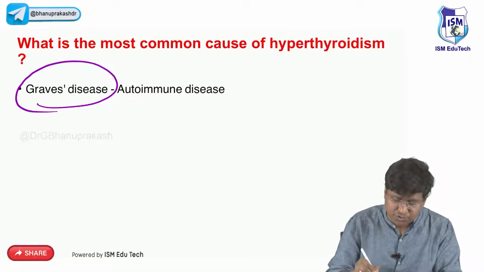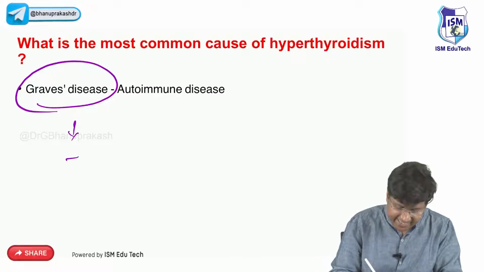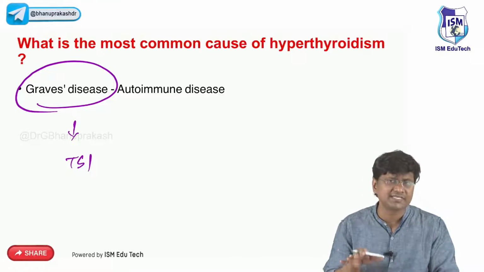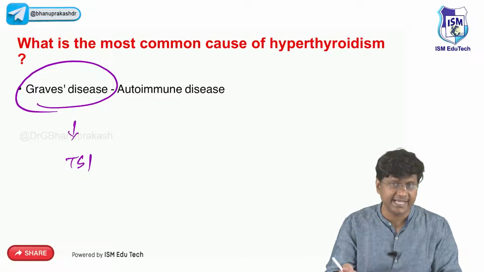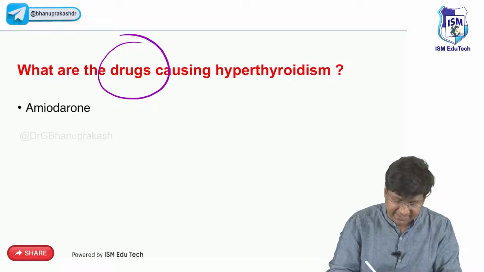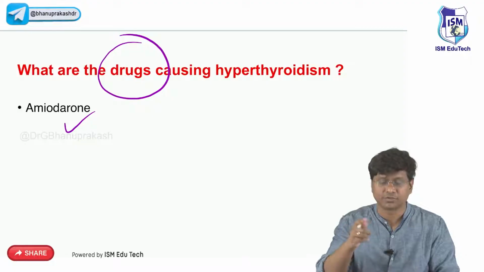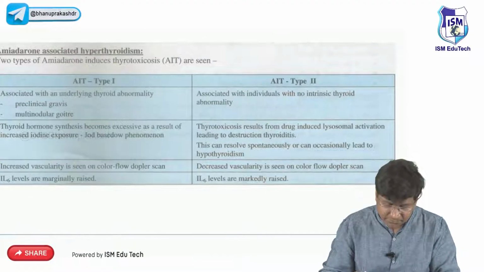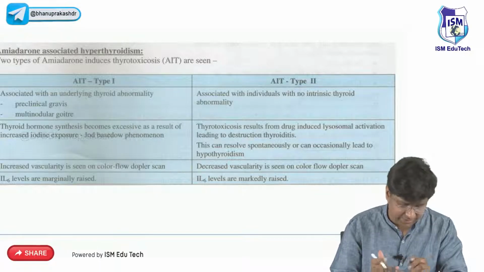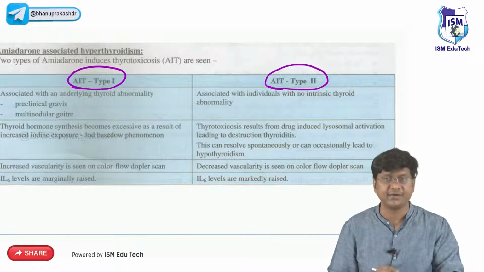Graves' is the most common cause of hyperthyroidism and it is an autoimmune disorder. The antibodies are thyroid stimulating immunoglobulins. And it is not only this autoimmune disorder that causes hyperthyroidism; please remember, we also have drugs which cause hyperthyroidism, and that is amiodarone. Amiodarone can cause both hypothyroidism and hyperthyroidism. So accordingly, you have amiodarone-induced thyroiditis type 1 and type 2.